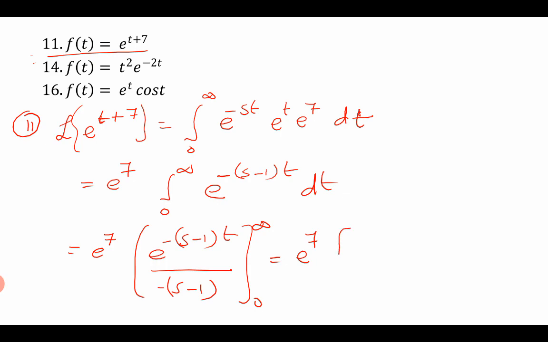So e raised to minus (s minus 1) t, the minus goes outside, inside it will be positive. When you substitute t equal to infinity, it will be 0; minus, when t is 0, it will be 1 over negative (s minus 1). The answer is 1 divided by s minus 1, and s should be greater than 1. That's the end.